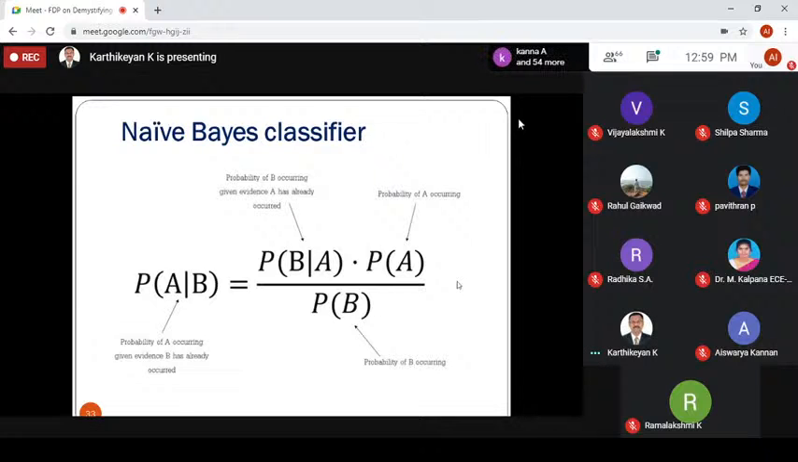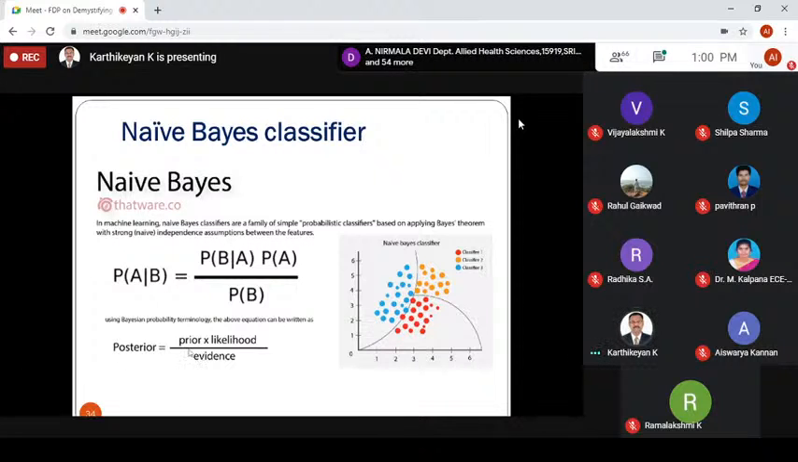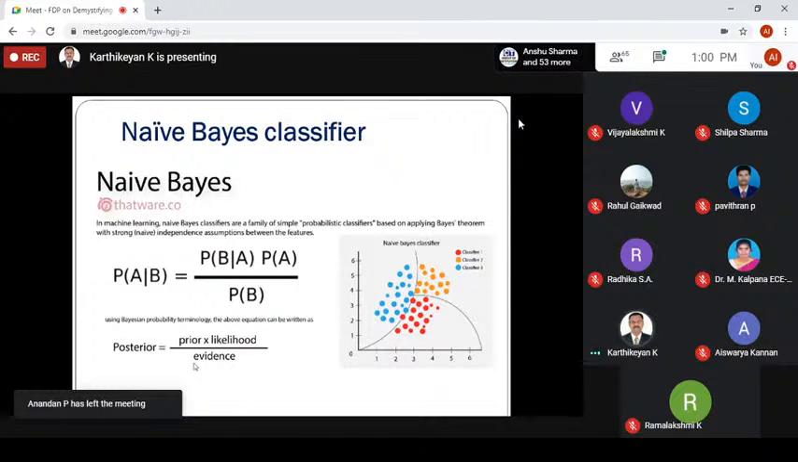Now, the same thing is explained with a different picture. It is a family of simple probability classifiers based on Bayes theorem with strong independence assumptions between the features. In Bayesian probability terminology, the above equation can be told like this: posterior is equal to prior multiplied by the likelihood divided by evidence. Posterior is how the next occurring point will be determined. It is determined with the prior evidence multiplied by the likelihood of having this probability, divided by how this evidence has happened. Now this is about the Bayes classifier.